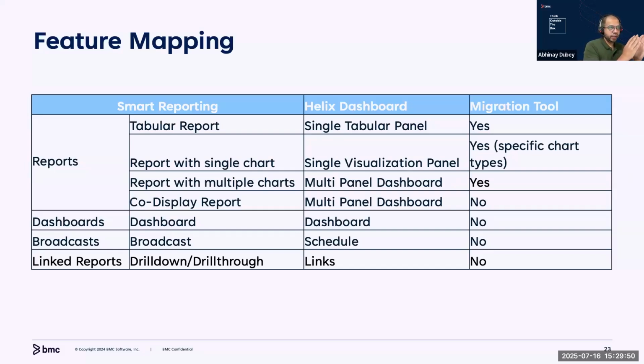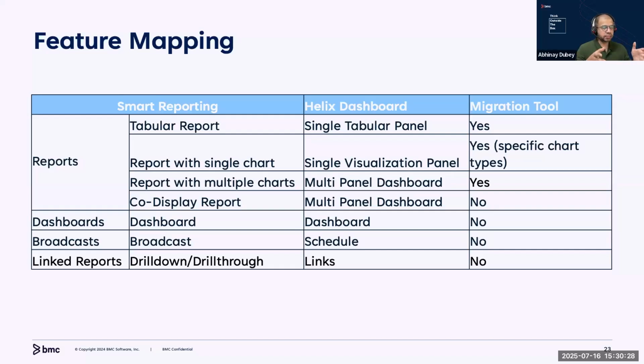Now, like I said, the first thing to understand would be how the two platforms map to each other. The first thing you should understand is that in the Smart Reporting world, you had different object types, different types of reports, co-displays, multiple reports with multiple visualizations, single visualizations. You had dashboards separately, where you could link different reports. But if you take a look at Helix dashboard, everything is a dashboard. It can have one or more panels on it.